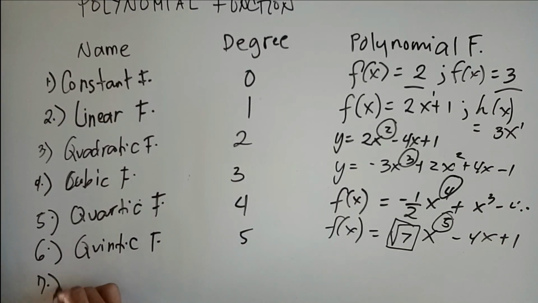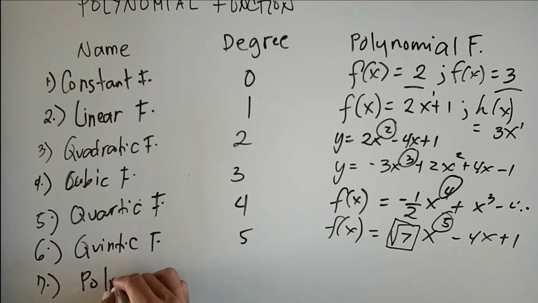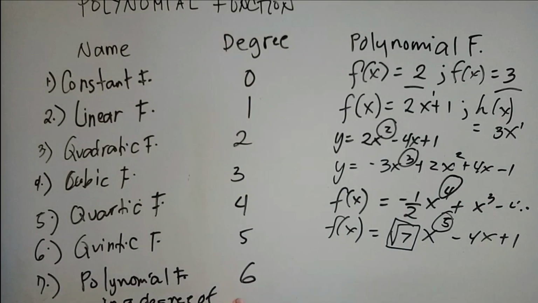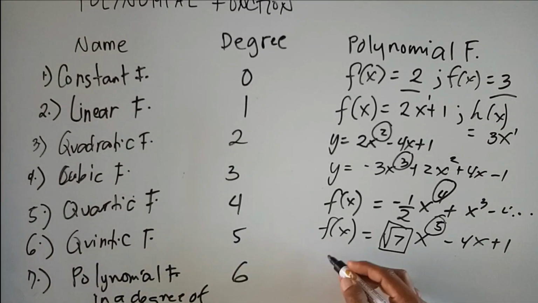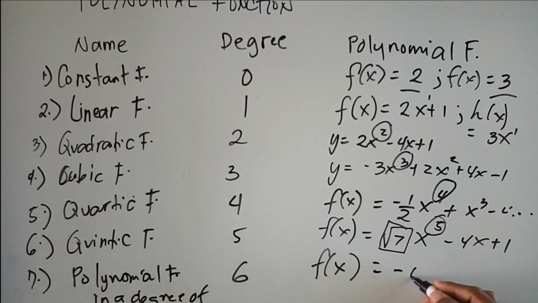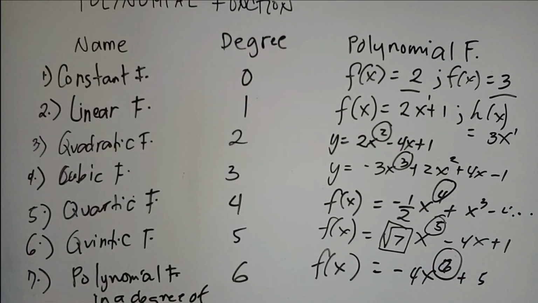Number 7, we have the polynomial function in a degree of 6, and so on. What matters is the degree, whether it is 6, 7, or 8. The name of that is polynomial function in a degree of 6, or a degree of 7. An example is f(x) = negative 4x raised to 7, plus so on. As long as you see that 6 or that 7, that is a polynomial function in a degree of 7, and so on and so forth.